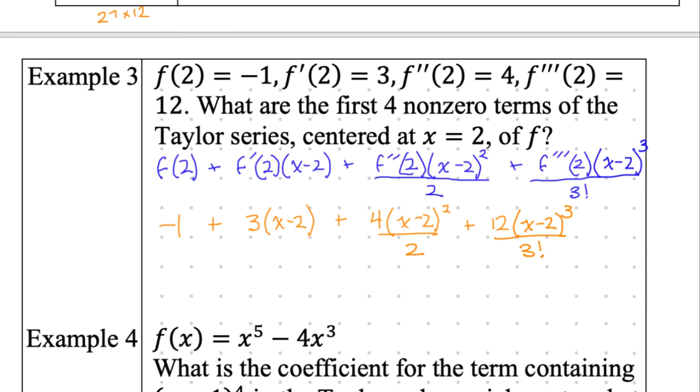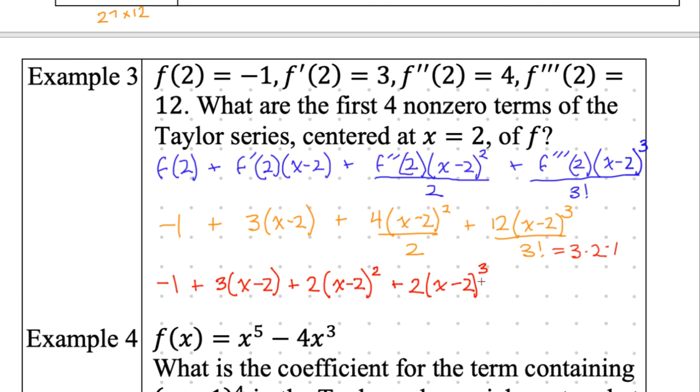So my final answer, do it in red, is -1 plus, I'm just going to rewrite that. You could distribute the 3, dealer's choice at this point. I'm going to leave it like this because it's easier to see the form. I am going to simplify this one, plus 2 times x minus 2 squared plus, I'm debating, maybe I should simplify this. 3 factorial is 3 times 2 times 1, which is 6, and then 12 divided by 6 is 2. So I'm going to say plus 2 times x minus 2 to the power of 3. And that's my final answer. Box it.